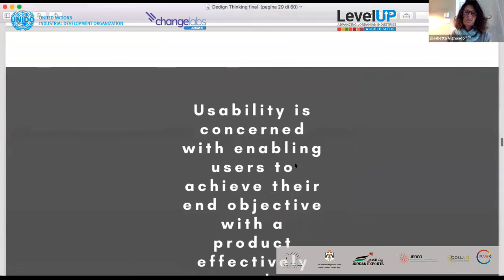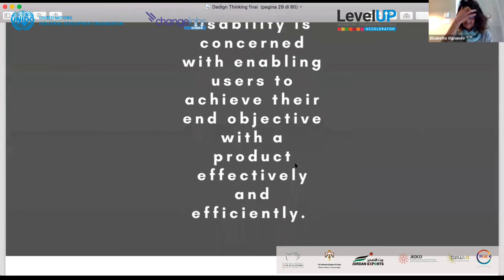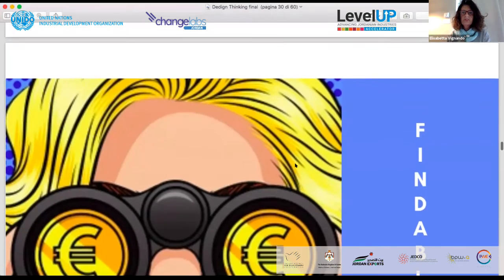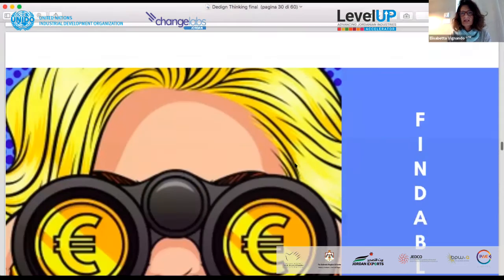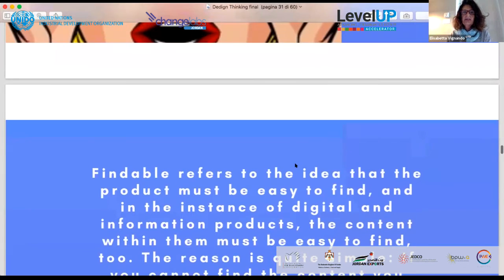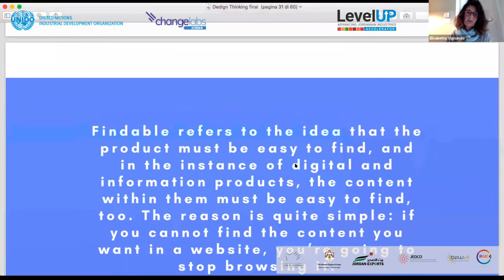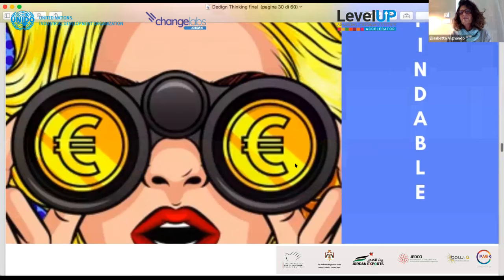Usability is concerned with enabling users to achieve their objective with the product effectively and efficiently. So this is another very important point that we have to take into consideration, like findable. Findable refers to the idea that the product must be easy to find, and in the instance of a digital information product, the content within it must be easy to find too.